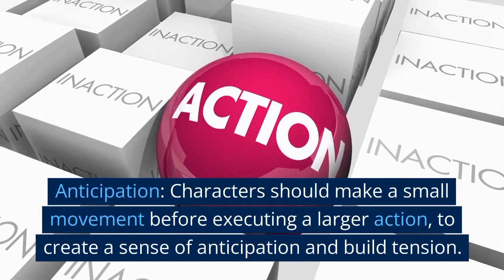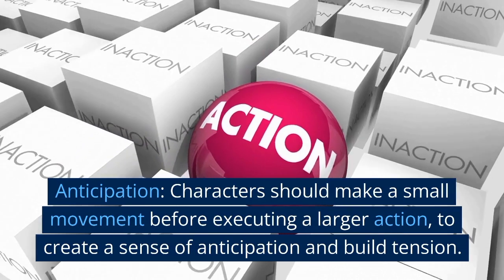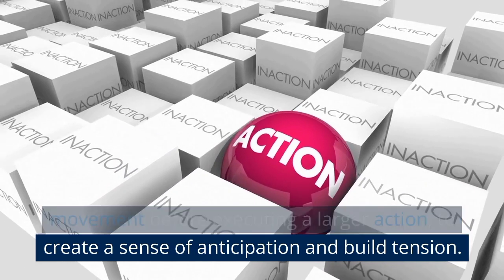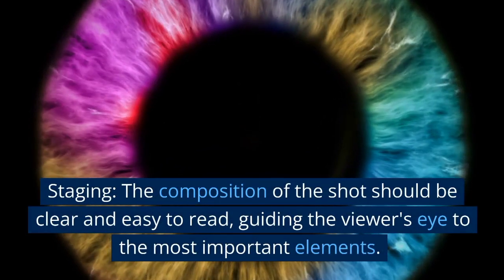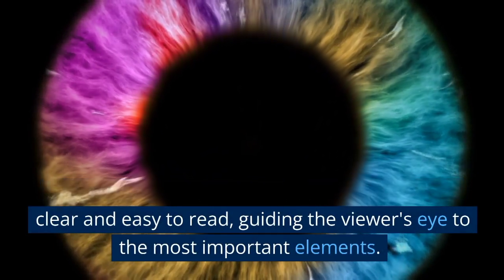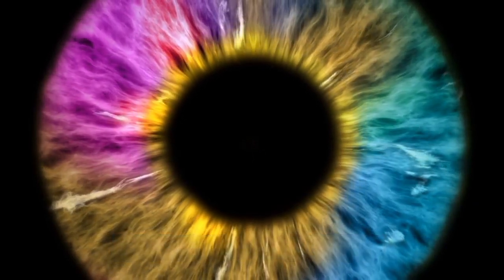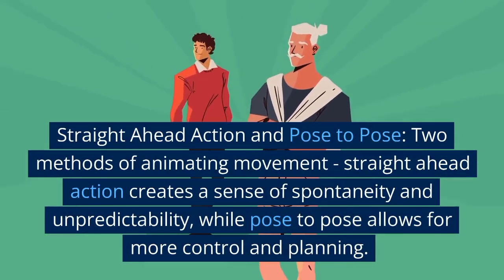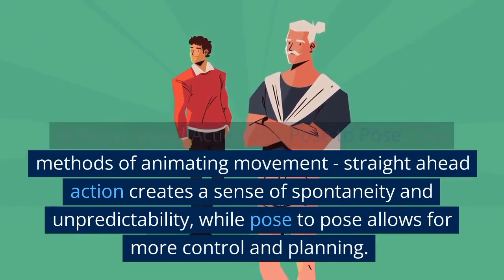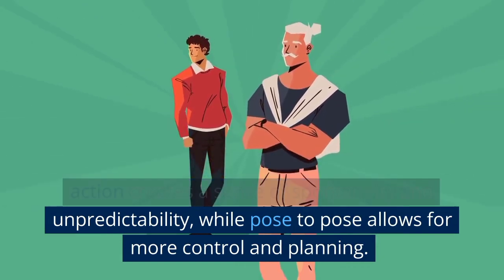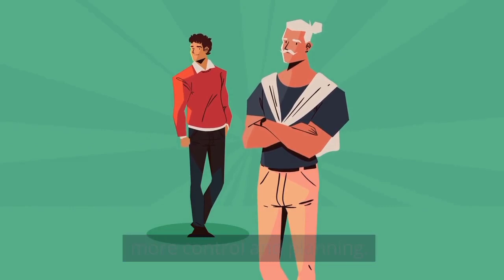Anticipation, characters should make a small movement before executing a larger action, to create a sense of anticipation and build tension. Staging, the composition of the shot should be clear and easy to read, guiding the viewer's eye to the most important elements. Straight ahead action and pose to pose, two methods of animating movement. Straight ahead action creates a sense of spontaneity and unpredictability, while pose to pose allows for more control and planning.